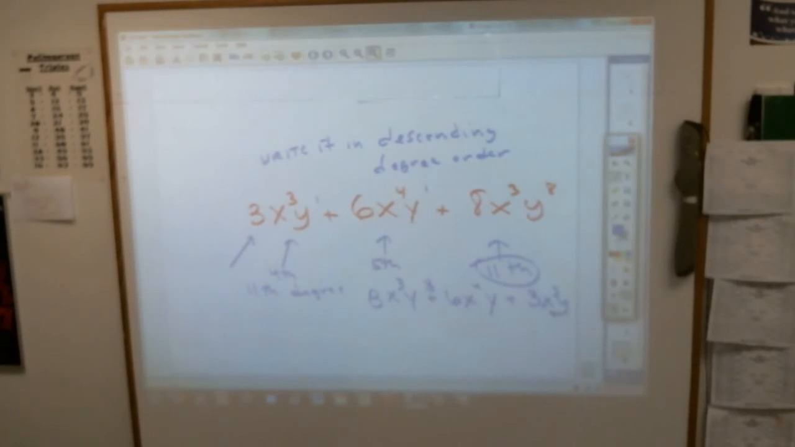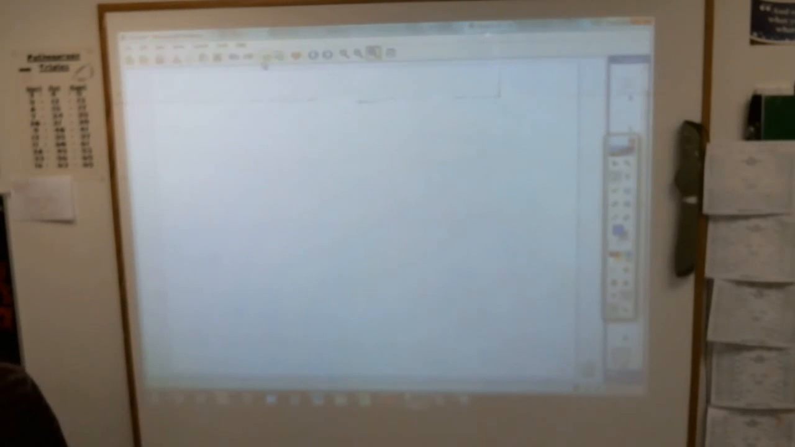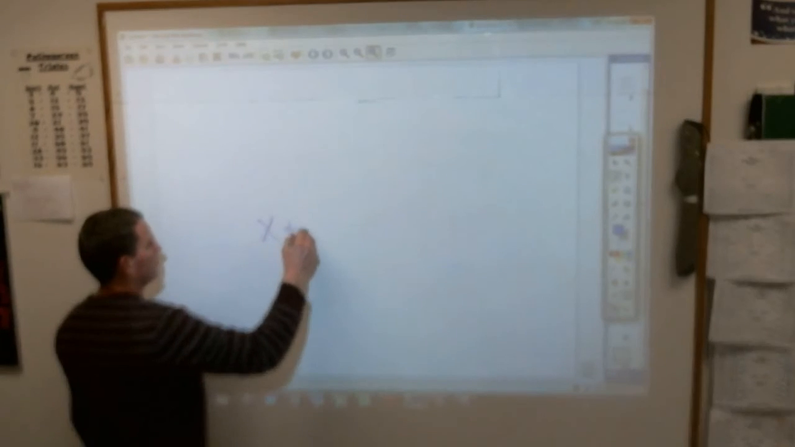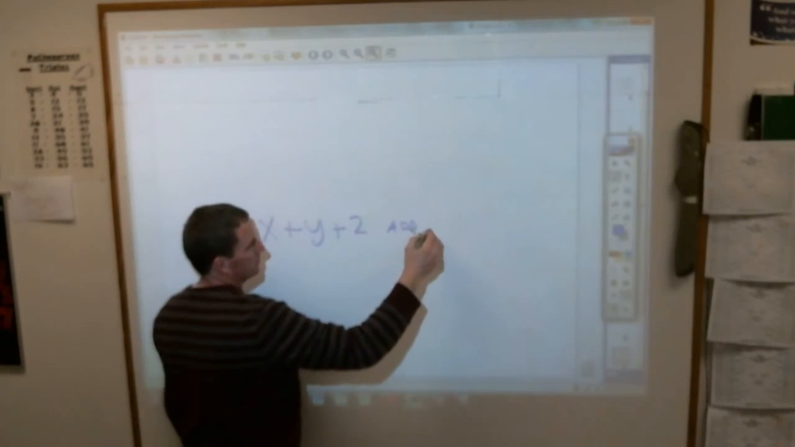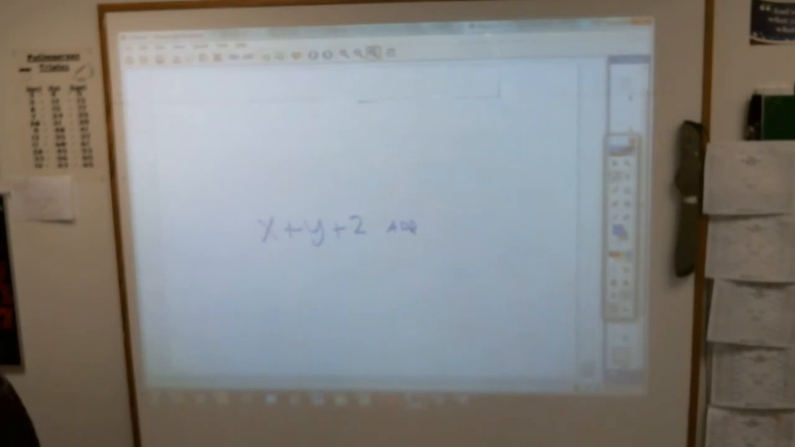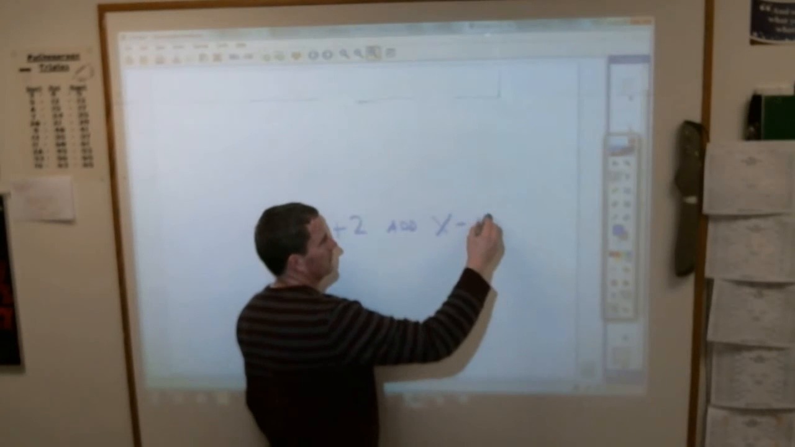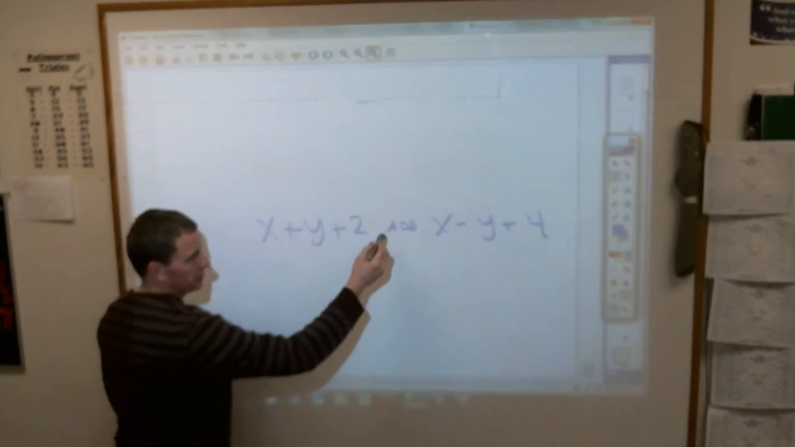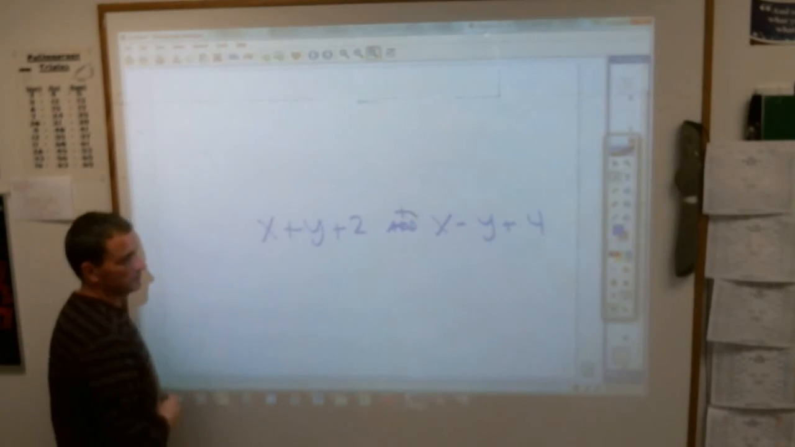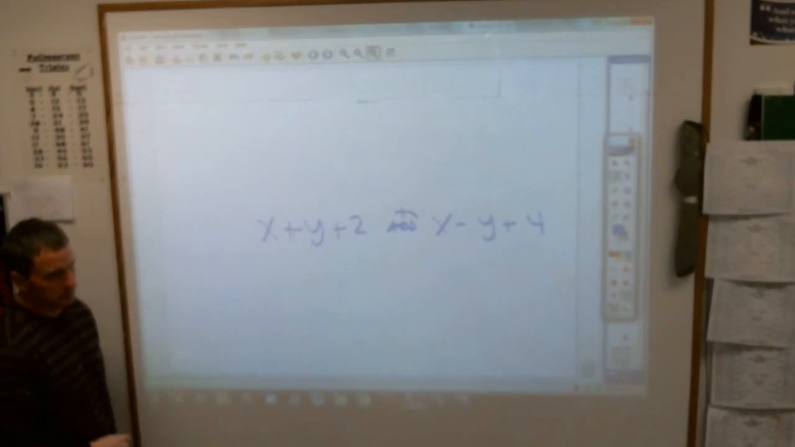They might ask you to do this right out of the book, one of the problems, and I don't know where this even falls in. Add these trinomials. What would x plus y plus 2 added to x minus y plus 4? If you add those together, what do you get? I'm just adding like terms.